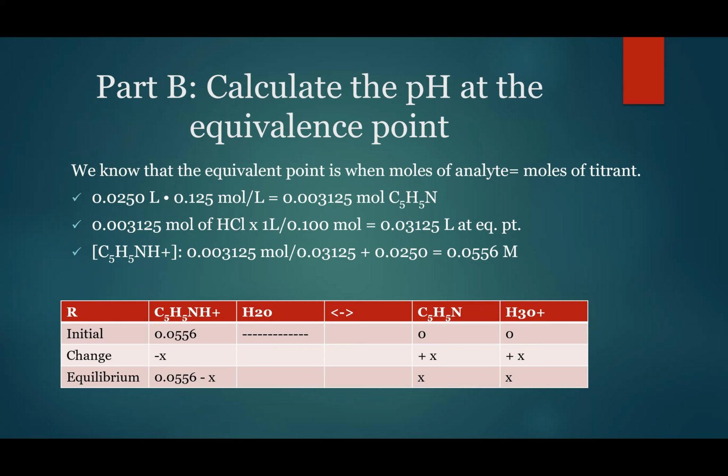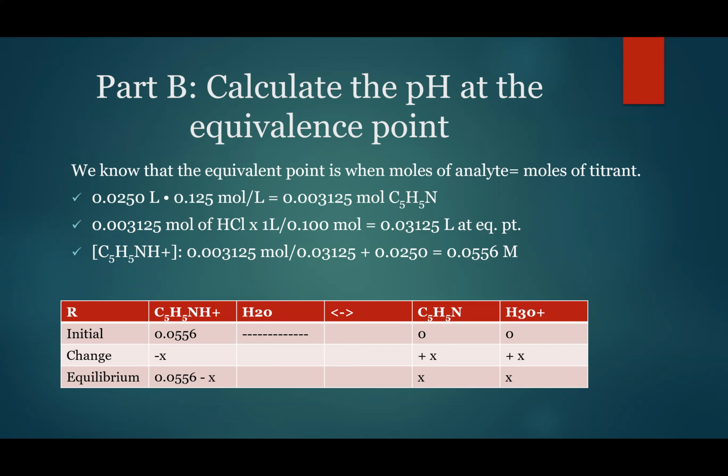So the hydrochloric acid and pyridine will come together to neutralize the equation, equaling zero, both. However, the amount of our conjugate acid, C5H5NH plus, goes up to 0.003125 moles. To get the molarity, we divide it by total liters or total volume, which is 0.03125 plus 0.0250, which gives us 0.0556 molar.